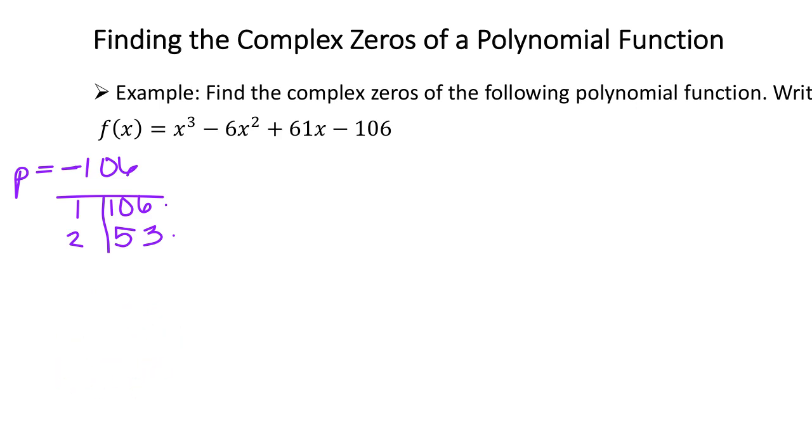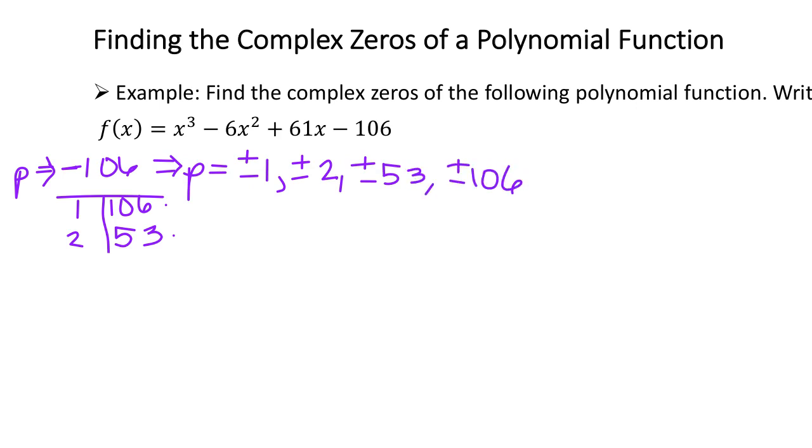So for my p, the possible values are going to be plus or minus 1, plus or minus 2, plus or minus 53, and plus or minus 106. So we use our constant term, or our a sub 0, in the polynomial notation in order to find possible values for that p.